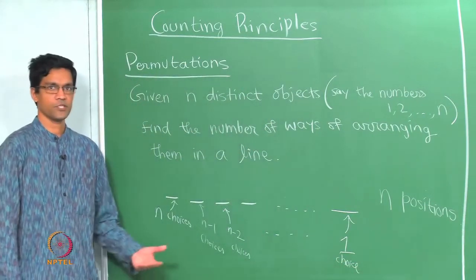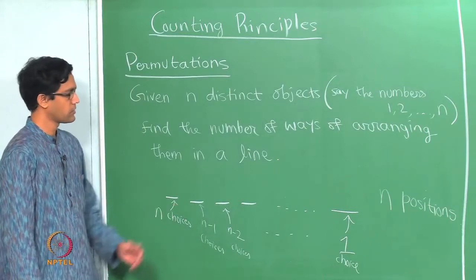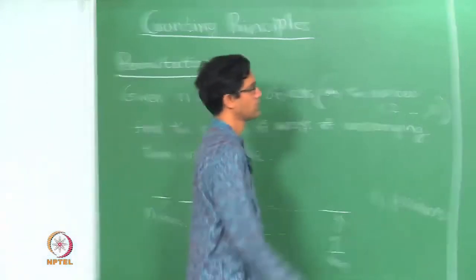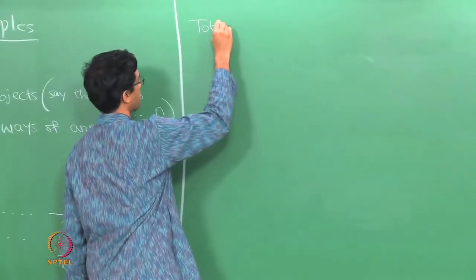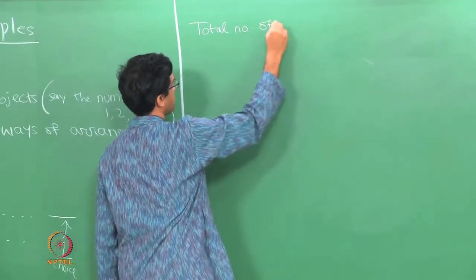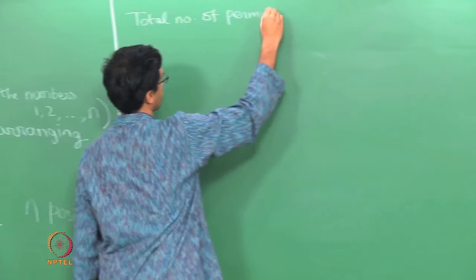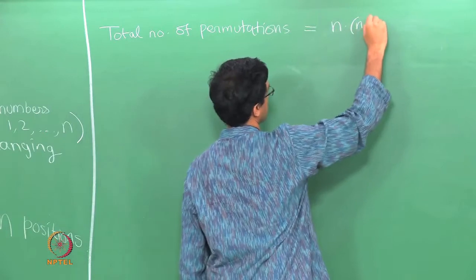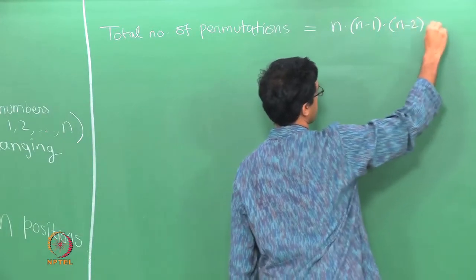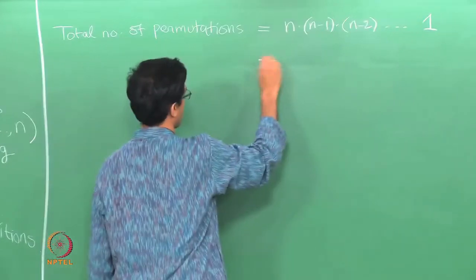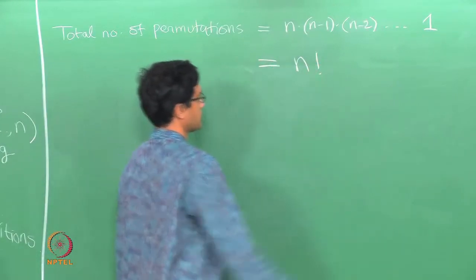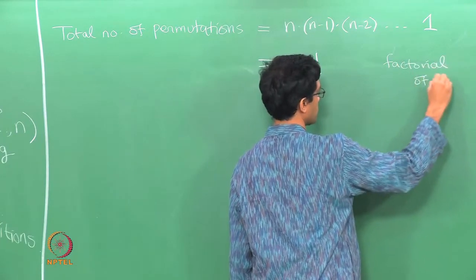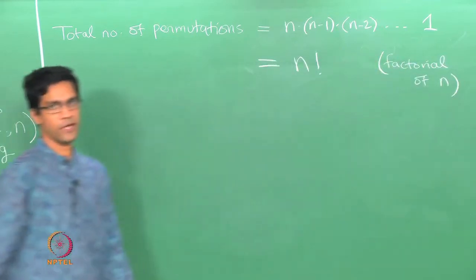Okay, and the multiplicative principle or the product principle says the total number of choices is just the product of the number of choices at each one of these steps. So the total number of ways, the total number of permutations of the numbers 1 through n is therefore n times n minus 1 and so on, so this is the factorial of n.